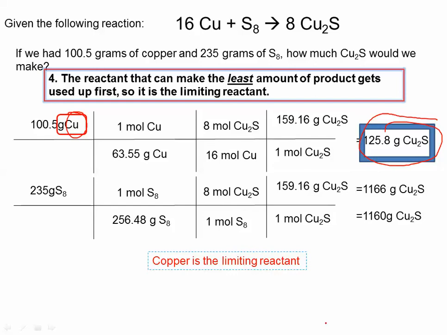I got distracted. So figure out which reactant makes the least amount of product. That's your limiting reactant. So copper is our limiting reactant.